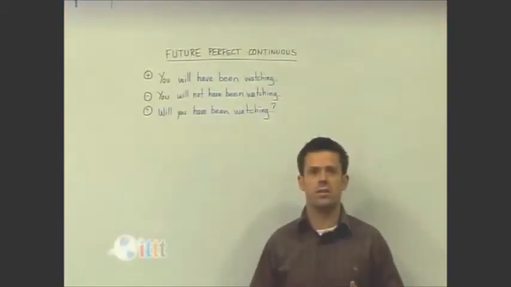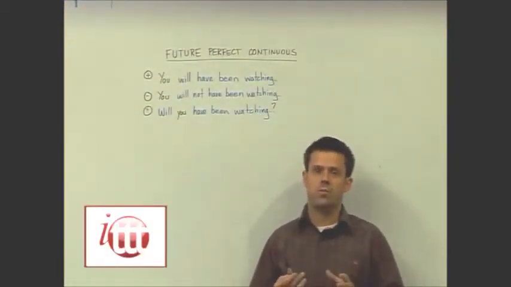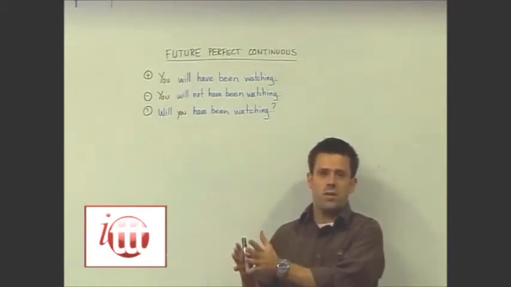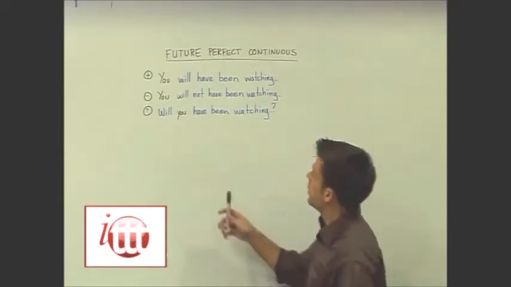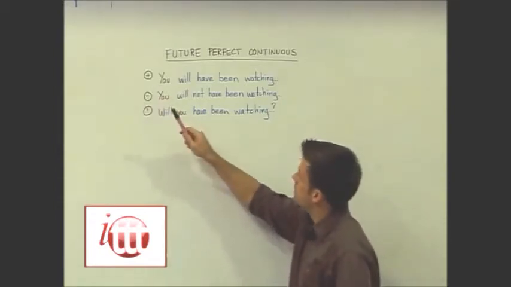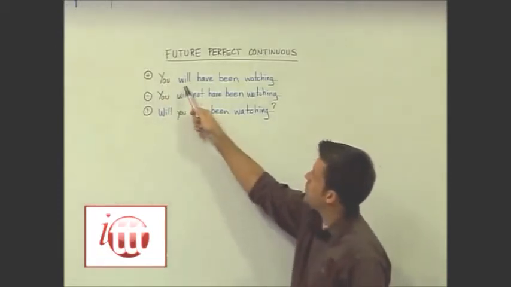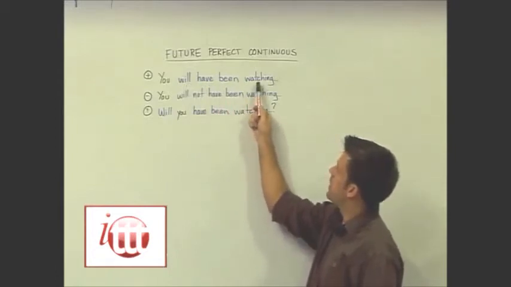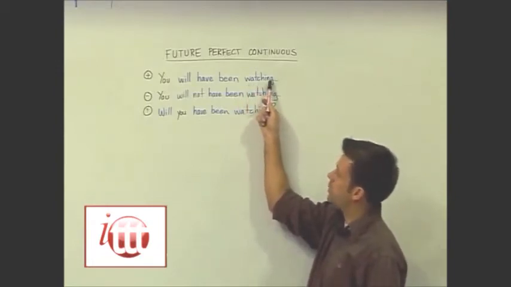Now let's take a look at the future perfect continuous tense. This tense is used to talk about how long an action had been taking place up until a certain point in the future. Our examples are, for the positive sentence, we have our subject, you, and three auxiliary verbs, will, have, been, and then our main verb in the present participle form. Again, that's the verb plus ing.